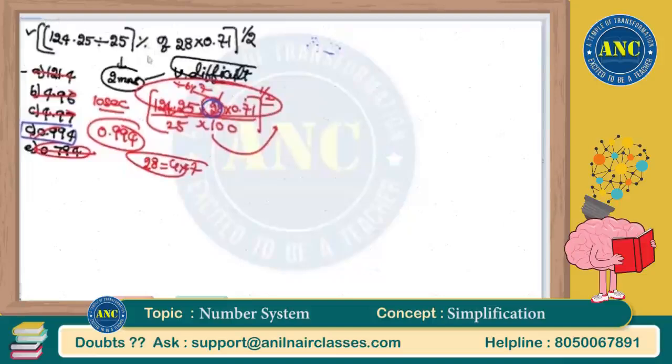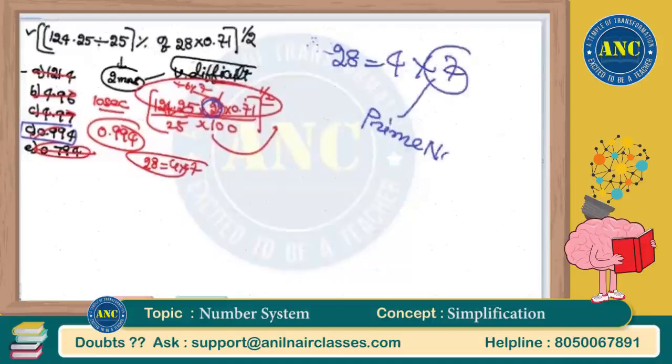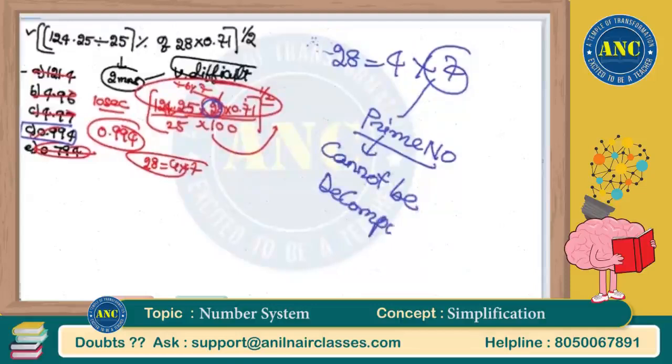Logic, if you understand this logic: 28 is 4 into 7, 7 is a prime number and cannot be decomposed further. So you can actually check it out. It cannot be 4.97. Just think logically.